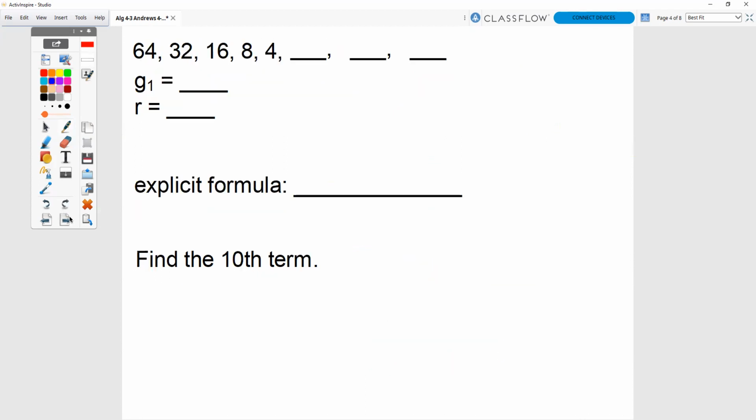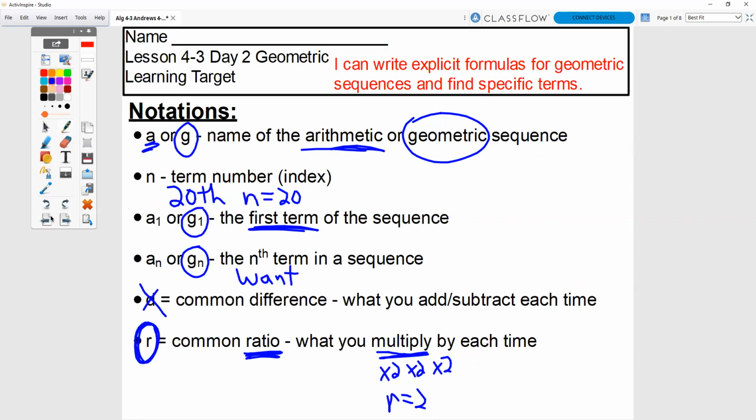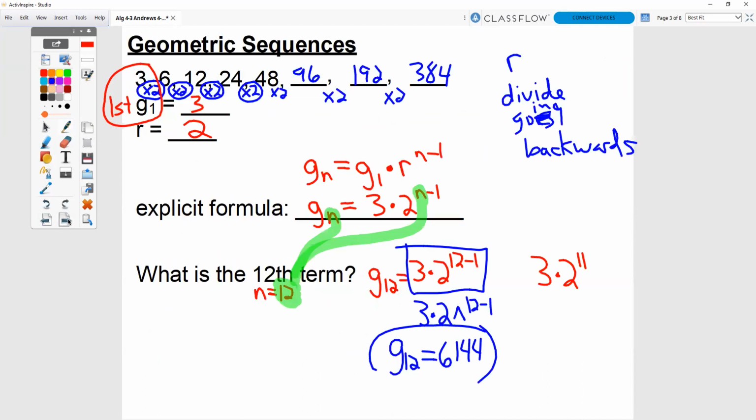For the next one, 64, 32, 16, 8, 4. Now, this is where you really, really need to be careful. All right, I can see that my numbers are going down. Well, this is not divided by 2, divided by 2, divided by 2. Is that what we're actually doing? Yes, but remember, geometric sequences are what we are multiplying by each time. It is not what you are dividing by each time. It's what you're multiplying by each time.